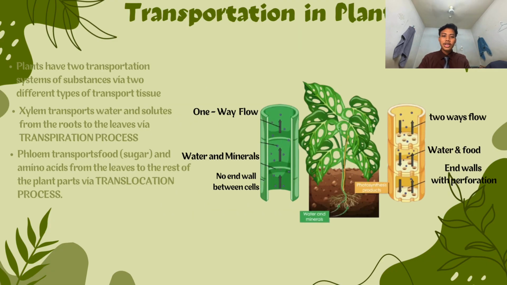Next, transport in plants. Plants have two transport systems for substances via two different types of transport tissue. Xylem transports water and solutes from the roots to the leaf via the transpiration process. Phloem transports food and amino acids from the leaf to the rest of the plant via the translocation process.